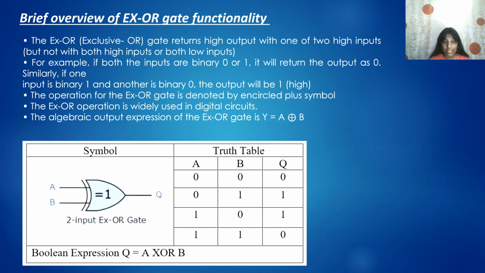The algebraic output expression of XOR gate is Y equals A XOR B, and the pictorial symbol representation of a two input XOR gate is here. And the truth table, where A and B are the two inputs and Q is the output. If we give 0 as both inputs, we receive 0 as the output. If we take 0 and 1, we get 1 as the output. If we take 1 and 0, we get 1 as output. And if we take both the inputs as 1, we get the output 0.